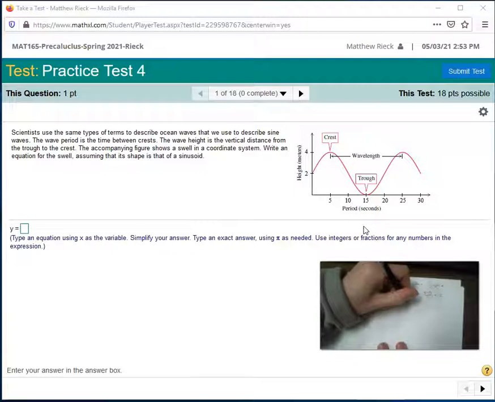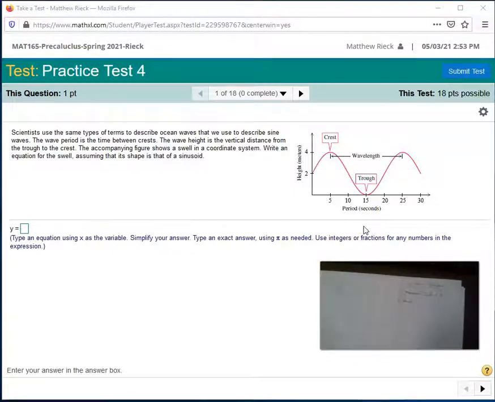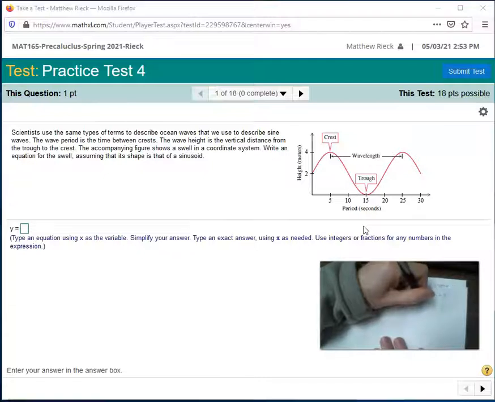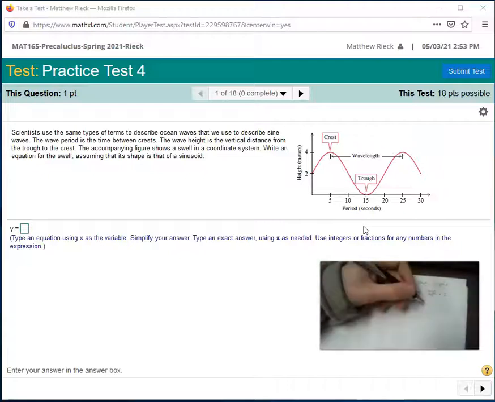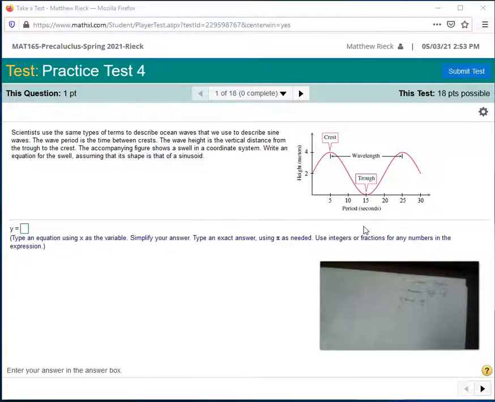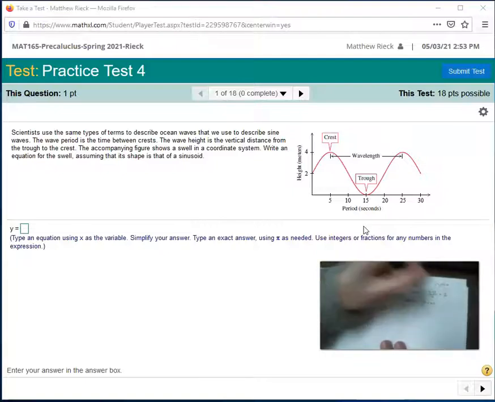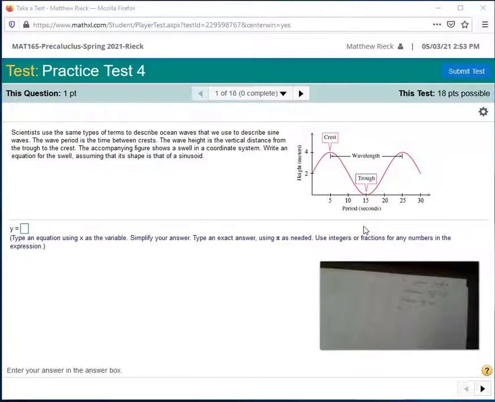The third thing is dealing with the period. The period is going to be 2 pi over b, where b is whatever I'm multiplying inside my function definition. In this case, the period is the distance between crests. Here I have one crest at 5, and the next crest at 25. So that tells me that my period is going to be 20 seconds.